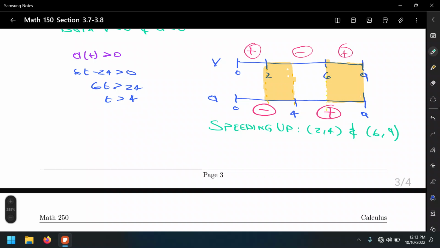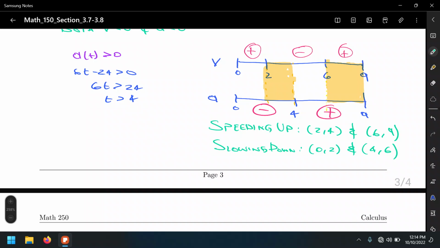So we don't need to shade these regions, because that's going to be from 0 to 2 and from 4 to 6.